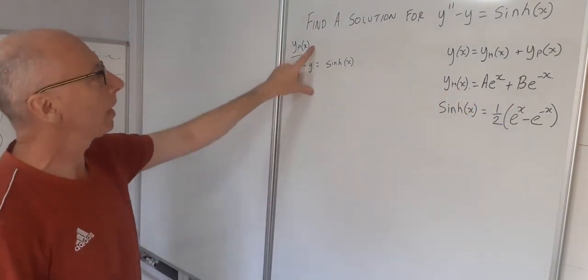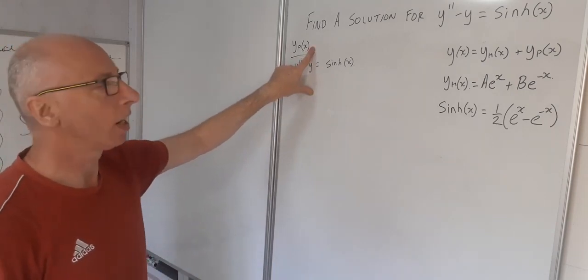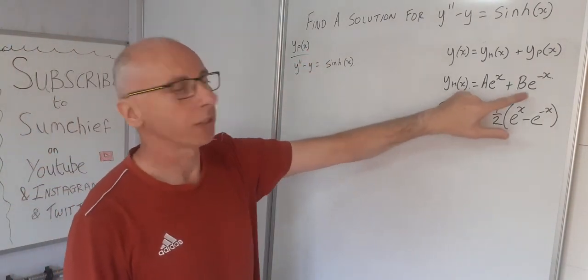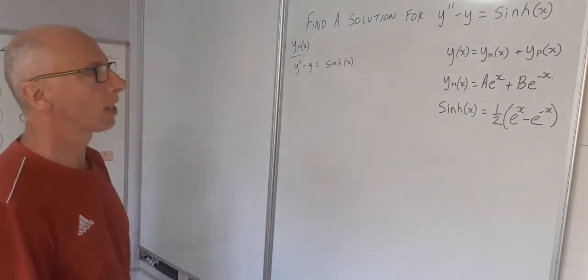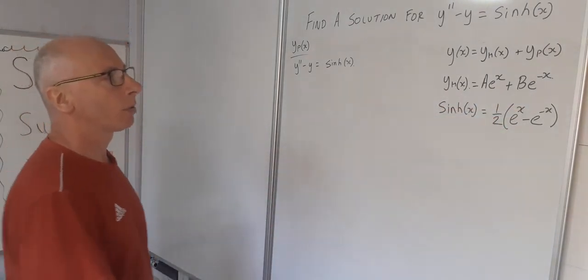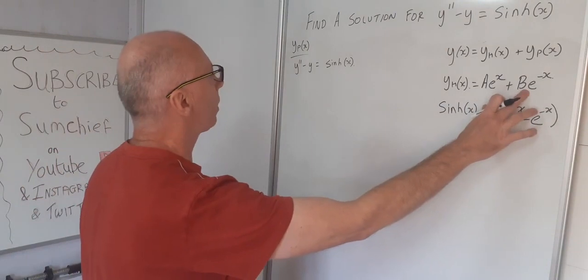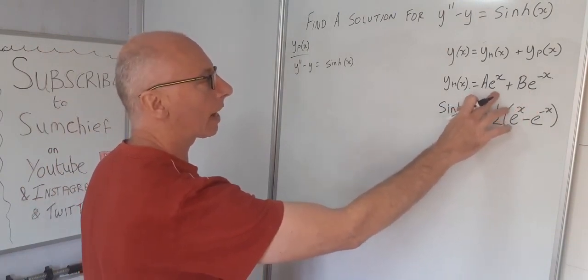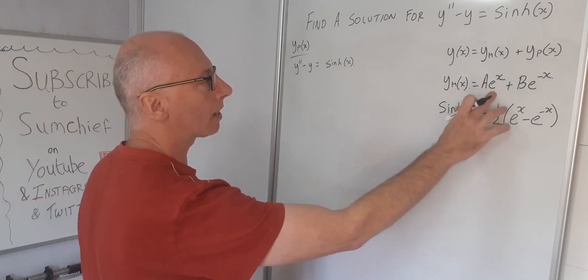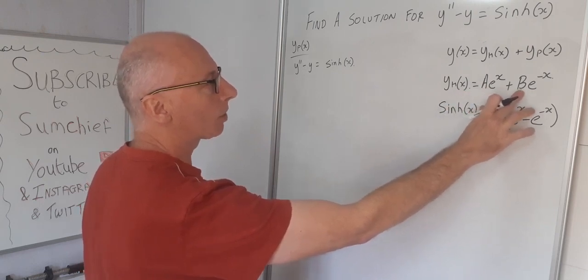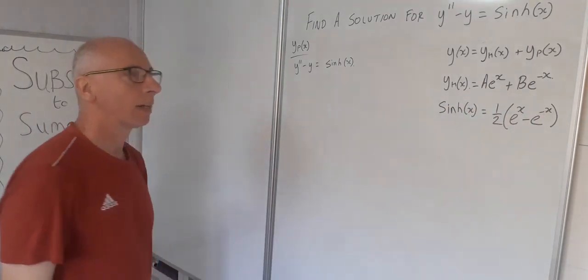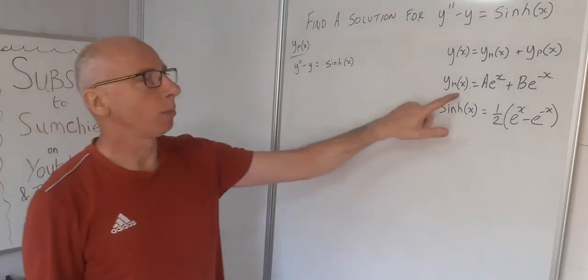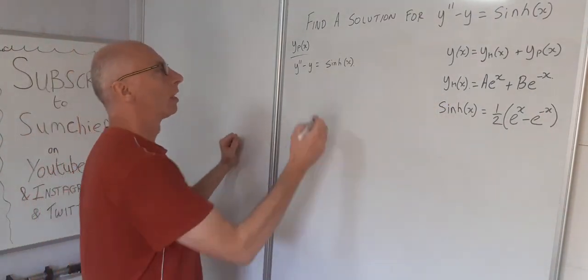But our particular solution here needs to be linearly independent, separate to what our homogeneous function is. So what we could do is put in an x: instead of a e to the x, we could put some constant times x e to the x, plus another constant times x e to the minus x. That would be linearly independent from our homogeneous solution, which is really important.